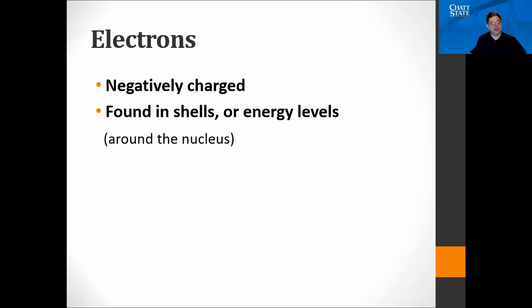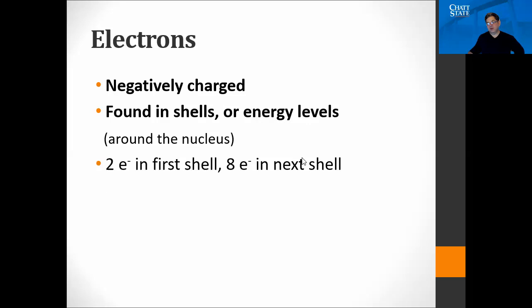Electrons are negative, always found in these energy levels. Note, we're going to cover this real quickly. In the first two energy levels, you can have a max of 2 electrons in the first one and a max of 8 electrons in the next shell, or energy level. So that's the extent we need to learn that one.